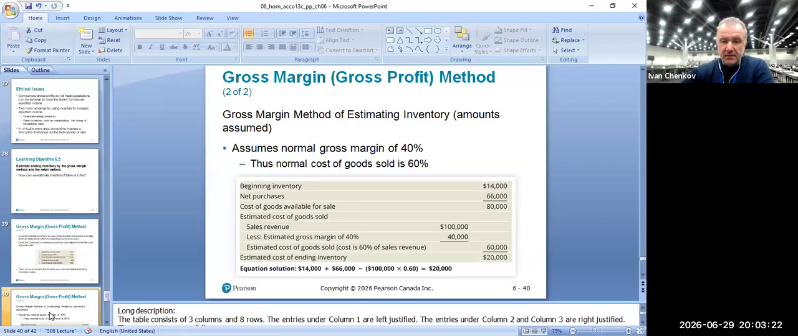Now imagine this company doesn't know how much the ending inventory was, but they know the beginning inventory. Also, they know the purchases. The next thing that they know is that the normal gross margin for them is 40%. And the normal cost of goods sold is 60%.